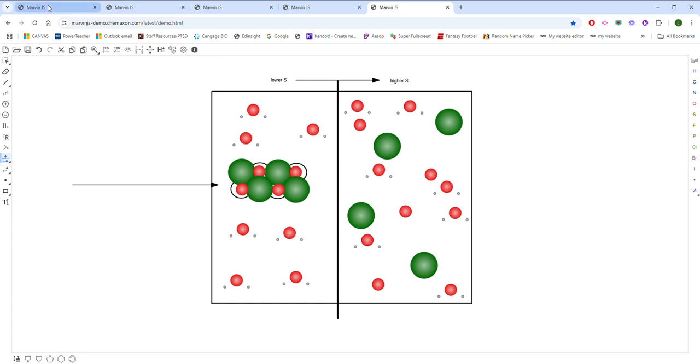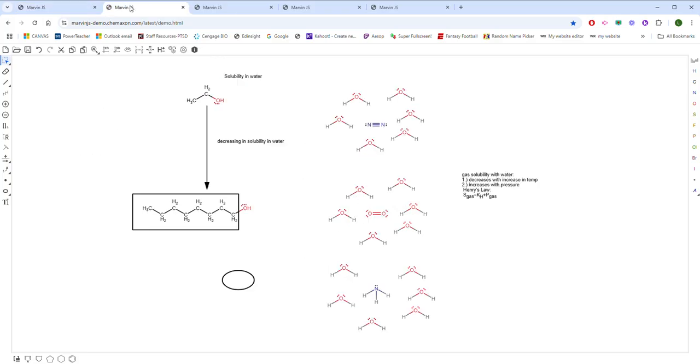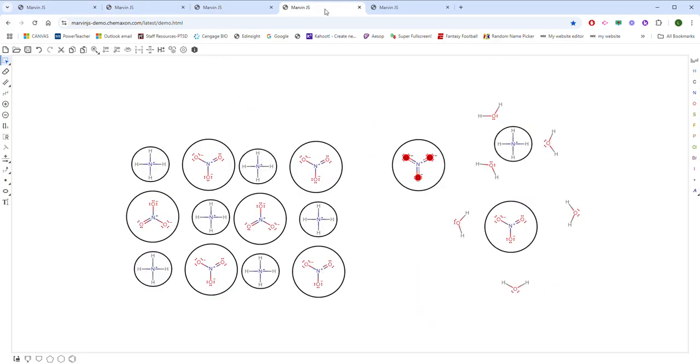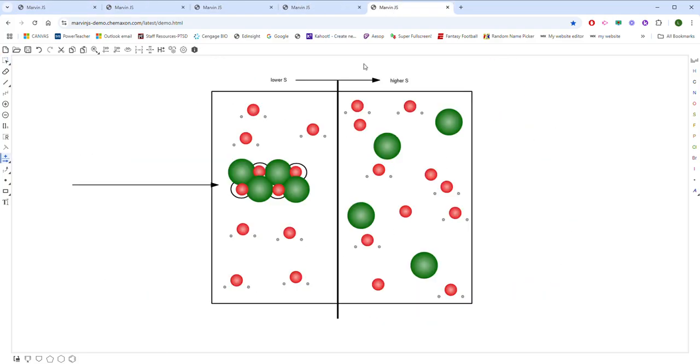So this was the unit of solutions and how they're represented, and some of the physical changes that are occurring with solutions, and we're going to introduce this idea a lot in further units.